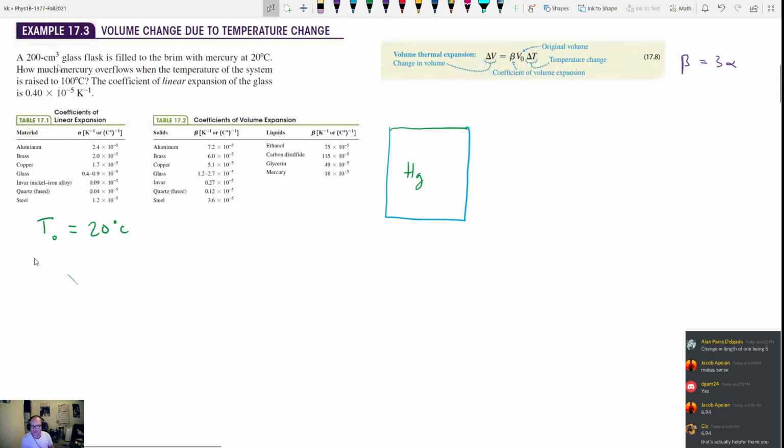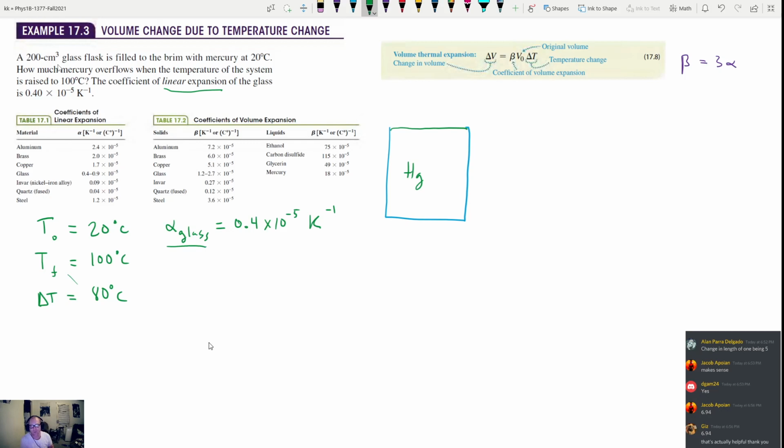So we also know in this case what the final temperature is. It's 100 degrees Celsius, which means that delta T, which is final minus initial, is 80. So the increase in temperature is 80 degrees Celsius. And they tell us that the coefficient of linear expansion for the glass, so that's alpha, is equal to 0.4 times 10 to the negative 5 Kelvin inverse.